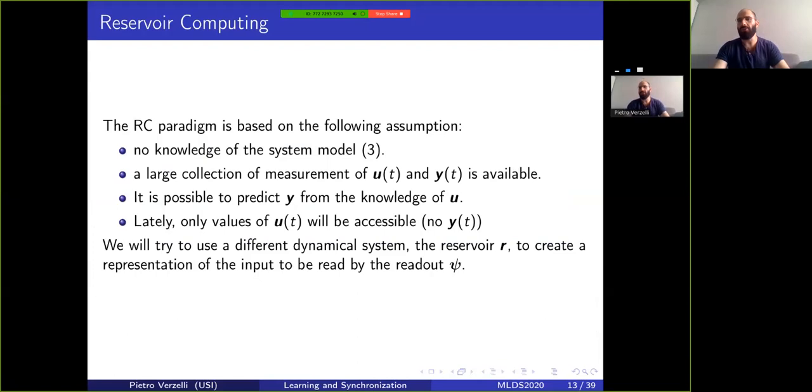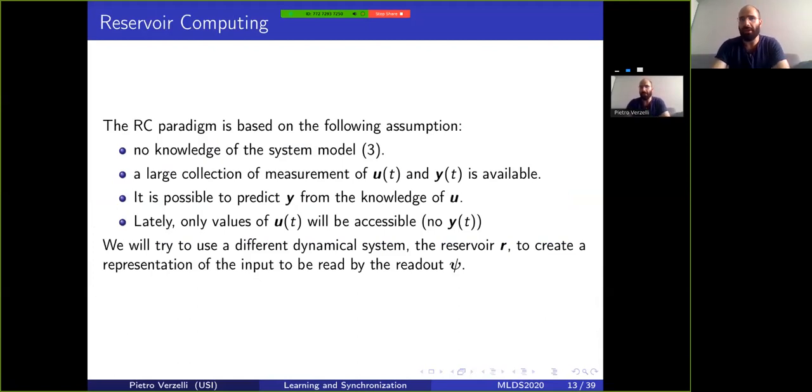So in order to do this by reservoir computing, we need some assumptions. The first one is, of course, that we have no knowledge of the system model, because we don't need it, and the whole paradigm works even without it. And this is a really strong paradigm, right? Because it doesn't require any knowledge of the system.